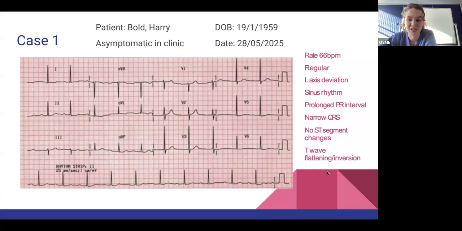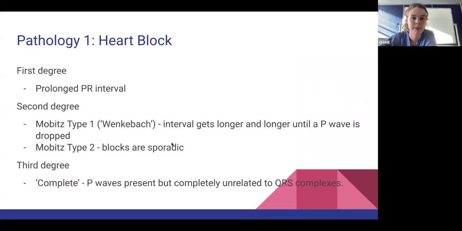No ST segment changes, T wave flattening or inversion. So if you were to start to think about a diagnosis, then hopefully you'd at least start to think about something where potassium is involved. But the pathology is heart block. So that's kind of given away by the prolonged PR interval. So that was first degree heart block.